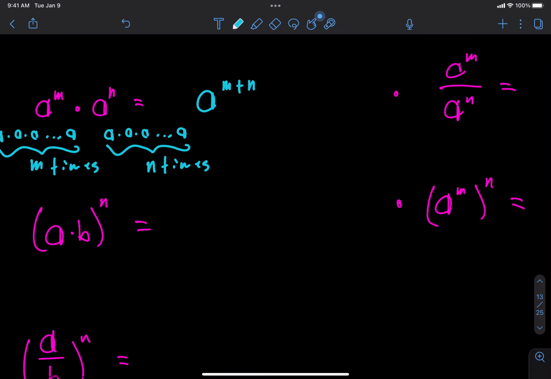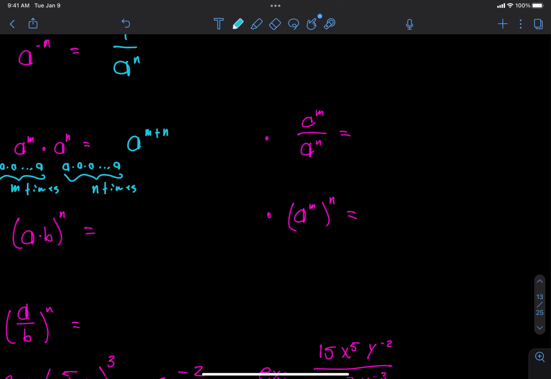Okay. And how about if I do division? A to the m divided by a to the n. Well, you can rewrite addition. Did I say addition? I meant to say division. Okay, so if we do division here, a to the m divided by a to the n could be rewritten as the following. A to the m times 1 over a to the n.